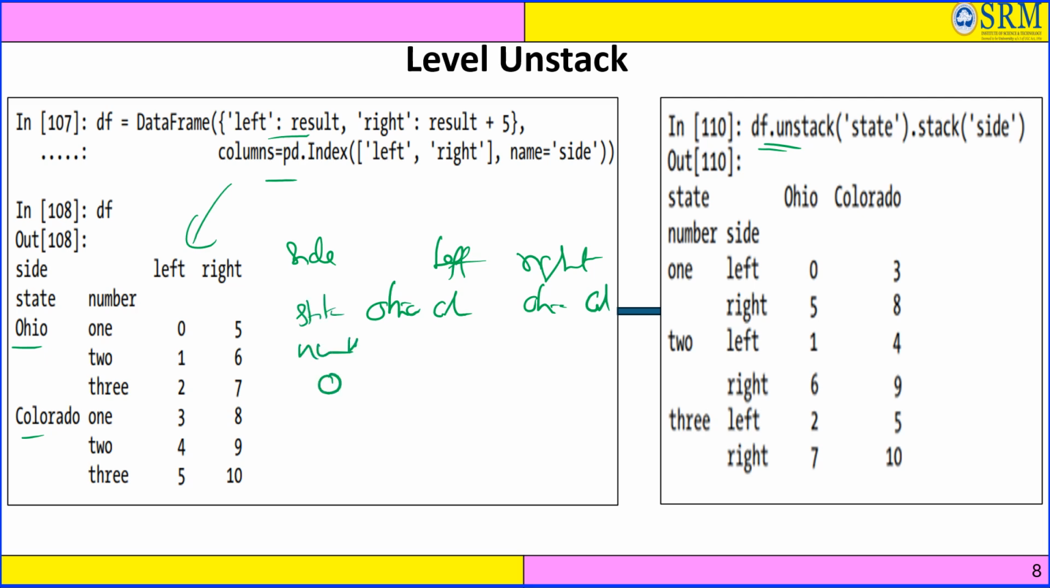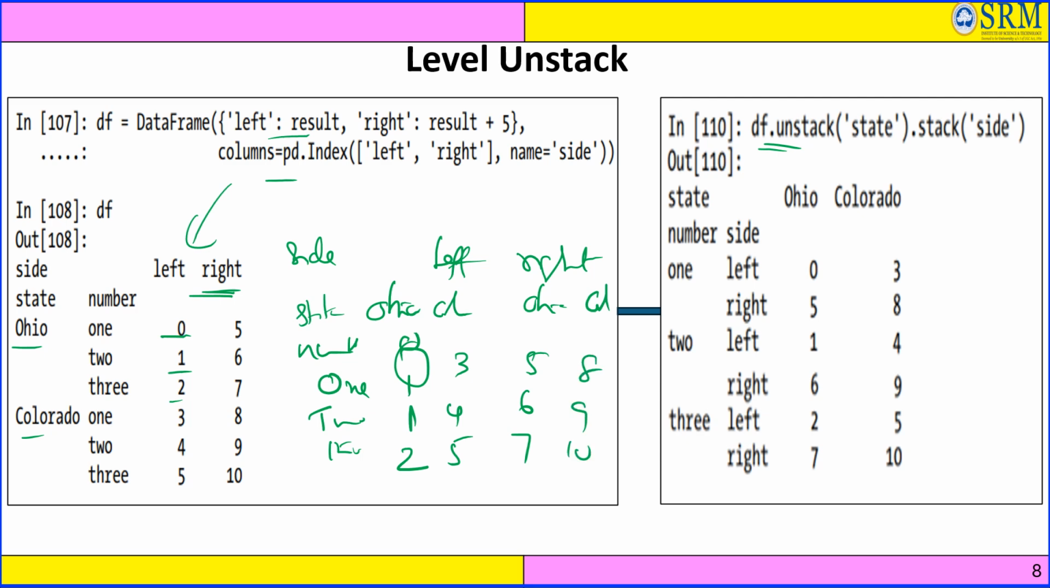So number is 1, 2, and 3. Okay. So for Ohio it is 0, 1, 2. And for Colorado it is 3, 4, 5. And for right Ohio it is 5, 6, 7. And for right Colorado it is 8, 9, 10. Okay. So this is called unstacking.